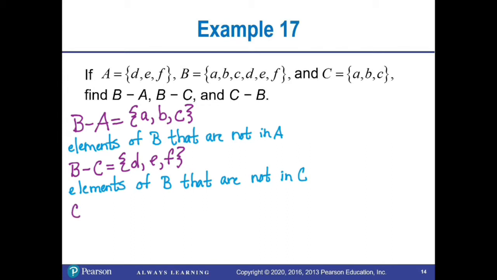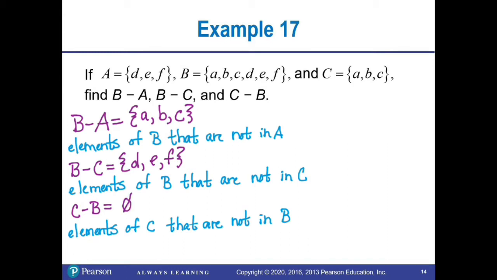Our last part is C minus B. So this is all of the elements that are in C, but not in B. Well, as I look at set C and I compare it to set B, I notice that every element in C is also an element of B. The set difference of C and B is the empty set. There are no elements in C that are not in B.